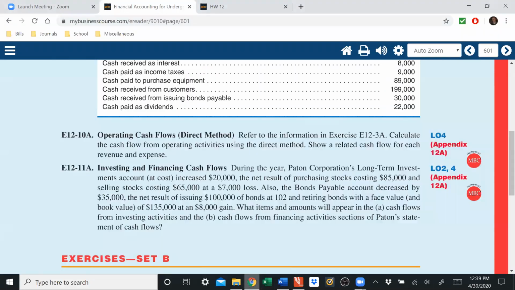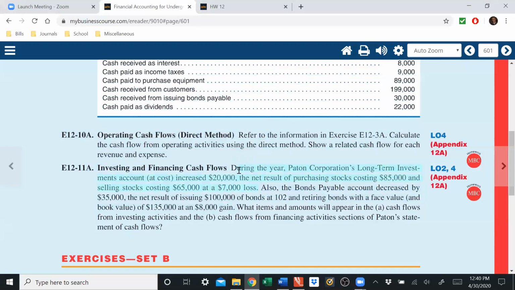For part A, the investing activities, we just need to look at basically this first sentence. The bond stuff is financing. So this sentence that I have highlighted is what we're going to use to answer part A, and then this sentence down here is what we're going to use to answer part B.